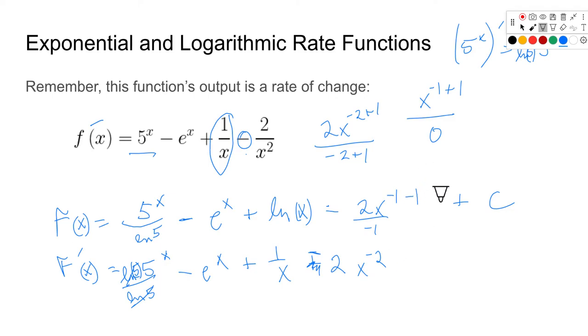Okay, so let's come up here. The function should be 5 to the x divided by natural log of 5. Again, remember the constant is going to go out. Minus e to the x, that was okay. Plus 1 over x. And then what do we end up with? Isn't it plus, I think it's plus. Oh, thank you, thank you.